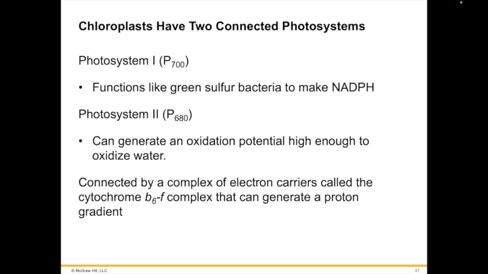In plants and algae, the two photosystems are specialized for different roles in the overall process of oxygenic photosynthesis. Photosystem 1 transfers electrons ultimately to NADP+, producing NADPH. The electrons lost from photosystem 1 are replaced by the electrons from photosystem 2. So photosystem 2, with its high oxidation potential, can oxidize water to replace the electrons transferred to photosystem 1. Thus, there is an overall flow of electrons from water to NADPH. These two photosystems are connected by a complex of electron carriers called cytochrome b6f complex.